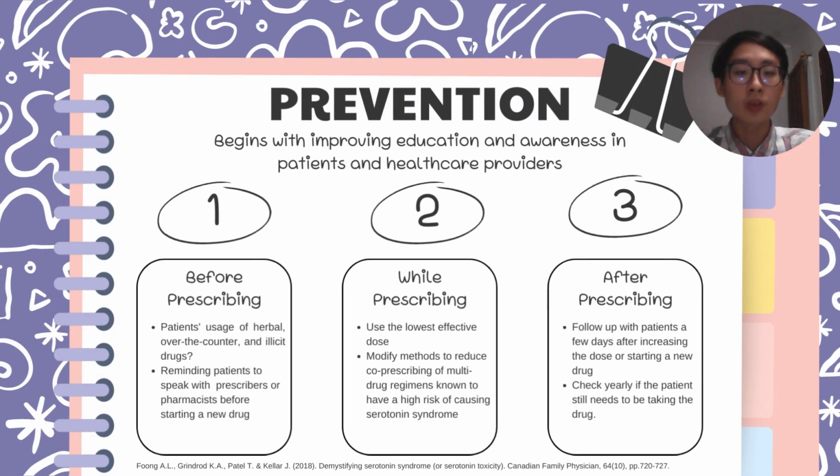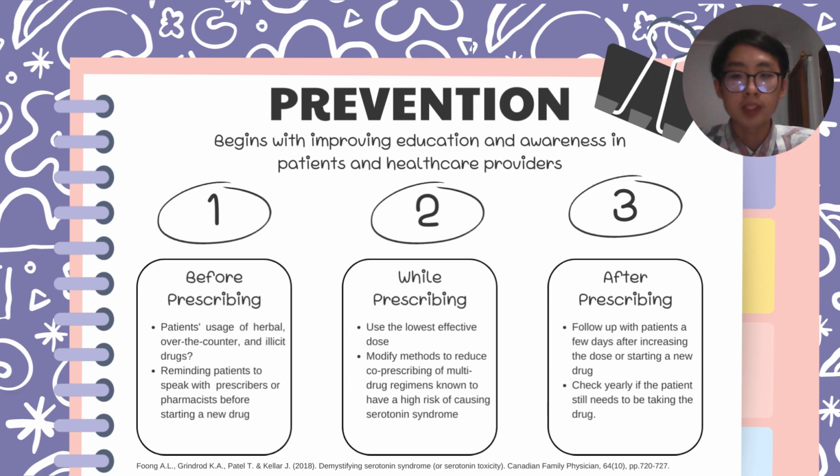Now, we are going to talk about the prevention of serotonin syndrome. There are no established guidelines for preventing serotonin syndrome, but what we do know from prior knowledge or evidence is that it begins with improving education and awareness in patients and healthcare providers. Prevention can be divided into 3 categories.